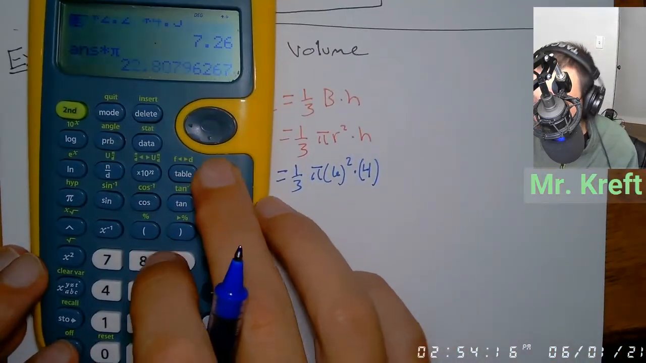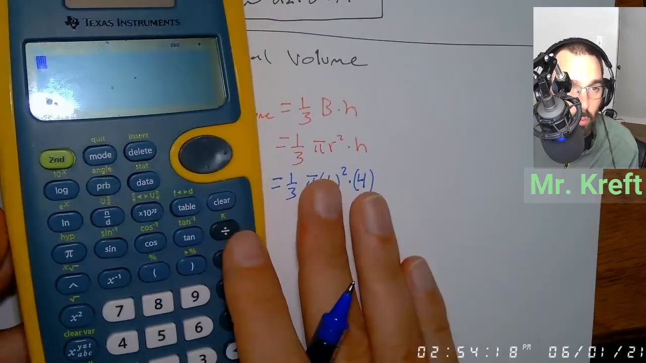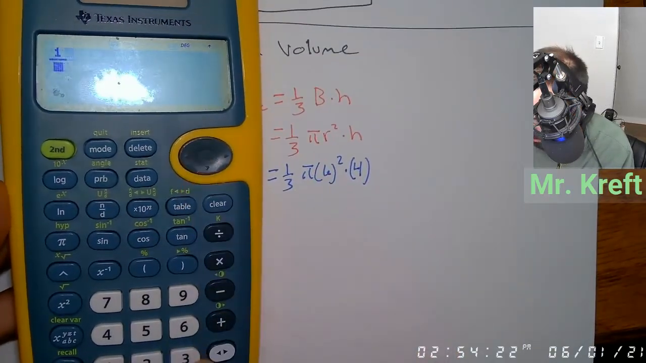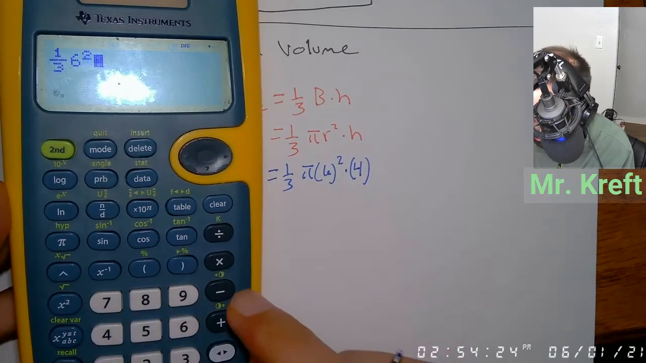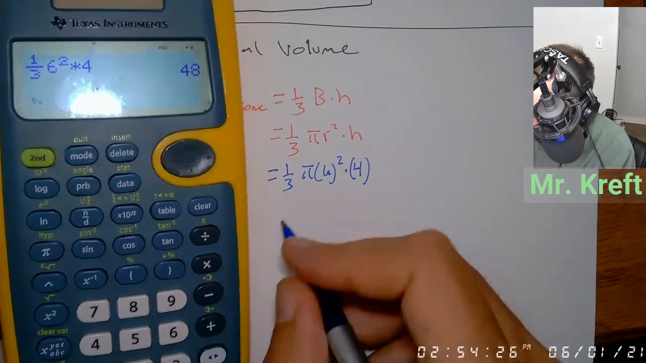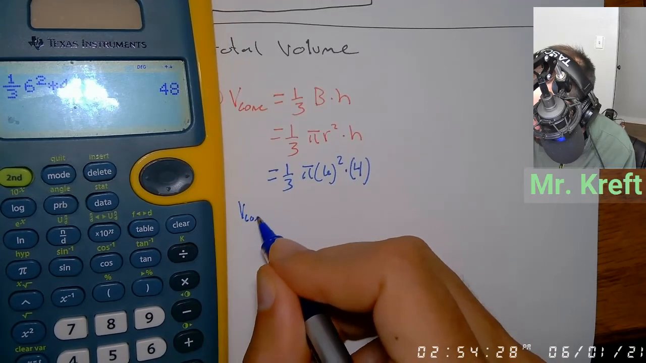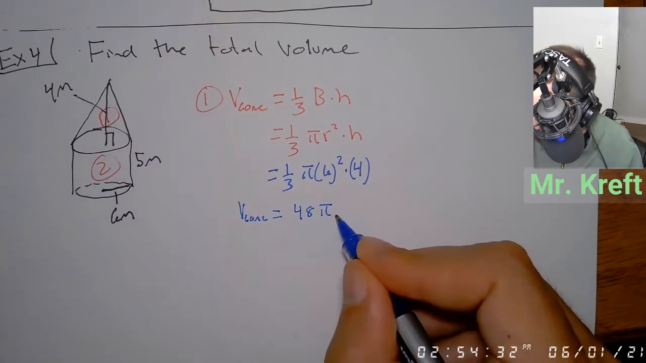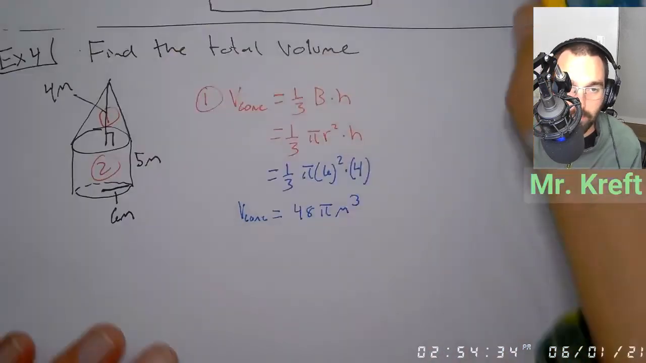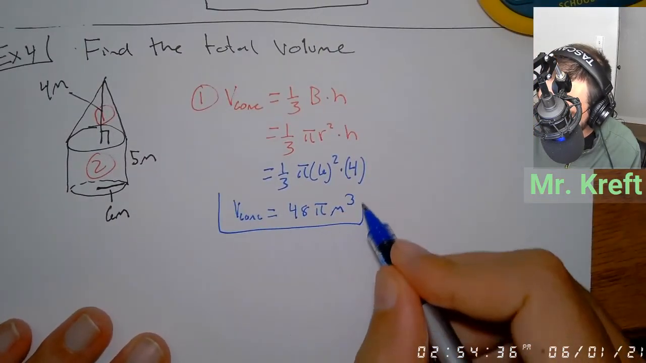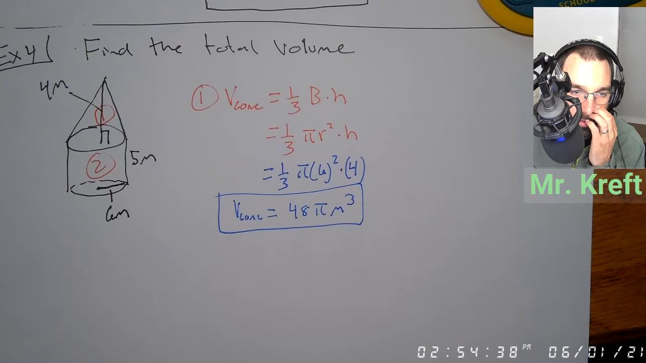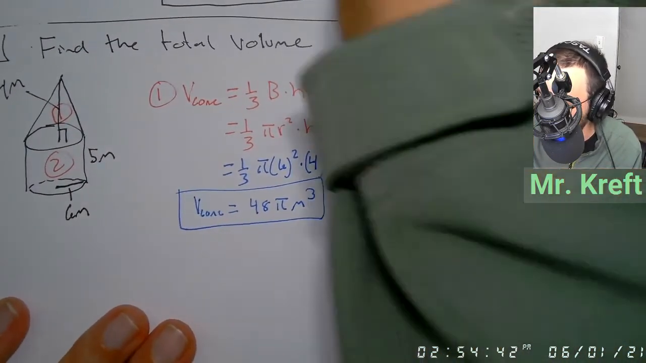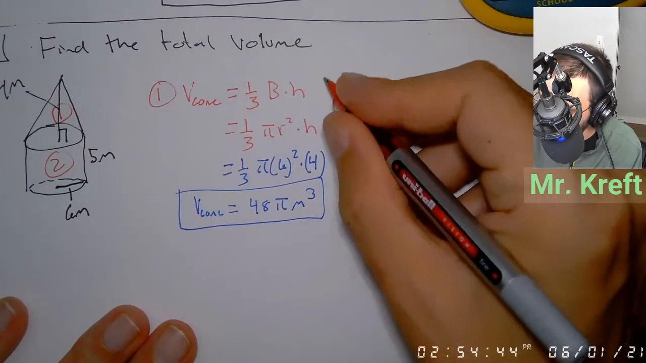Okay, so I want this to be an exact answer. I don't want a rounded answer. So I'm just going to do 1/3 times 6 squared times 4. So I get 48. So the volume of the cone equals 48 pi meters cubed. Okay, that is an exact answer. So I always want to go for an exact answer if we can. If you can't, then you can't.